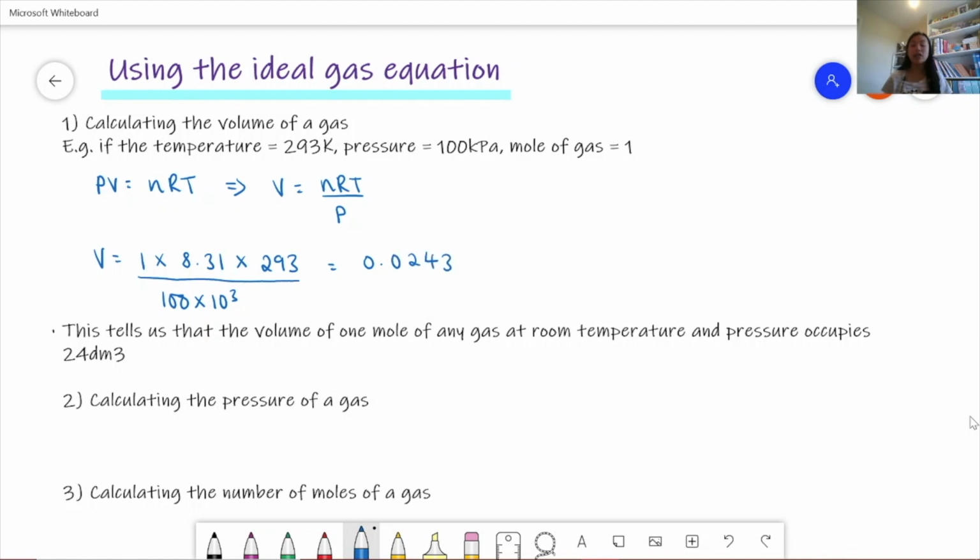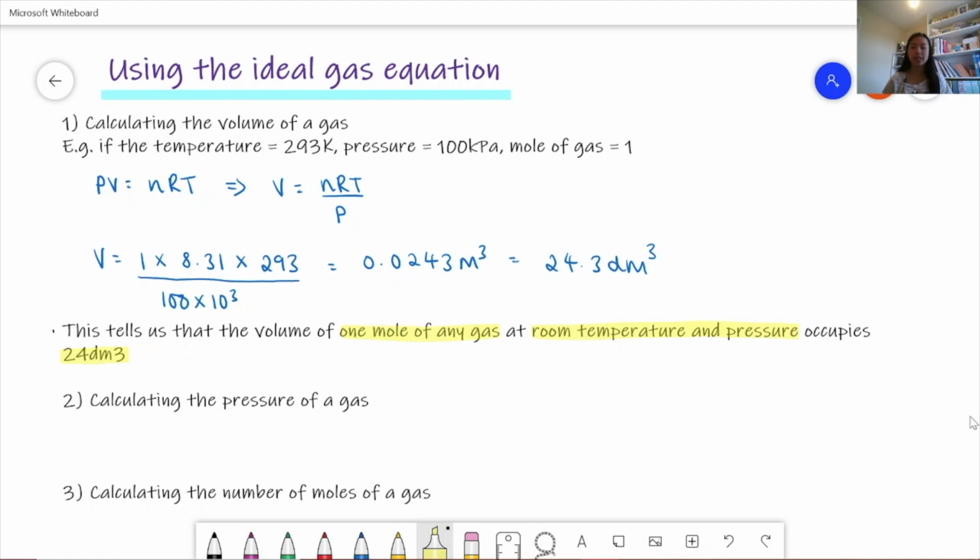0.0243. And now we need to remember that the volume used in this ideal gas equation is measured in meters cubed. So this will be in meters cubed. And so if we wanted it in decimeters cubed, then we'd have to multiply by 1000. So we would get 24.3 decimeters cubed. And if we wanted it in centimeters cubed, then we would multiply it by 1000 again. But I'm going to leave it in decimeters cubed. And this tells us that the volume of 1 mole of any gas at room temperature and pressure occupies 24 decimeters cubed.